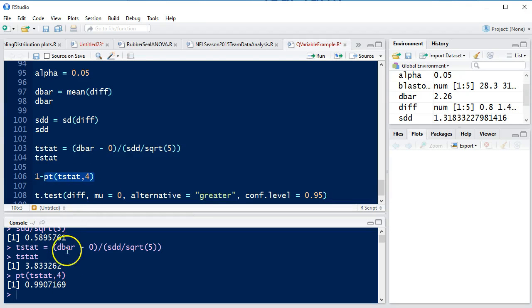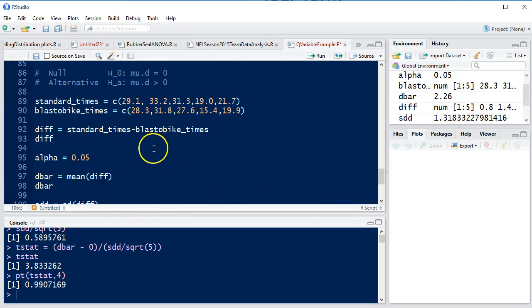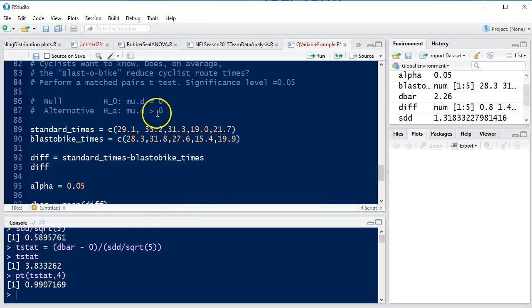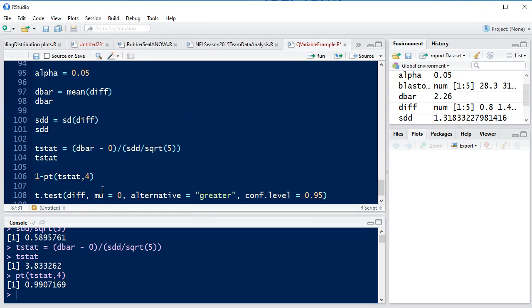But the thing is that I don't want that area that falls below because I want to match it up with my alternative hypothesis up here. This says mu d is greater than 0. So I'm looking for an upper tail p-value. So I need to subtract this from 1. I find that the p-value is equal to 0.0092.